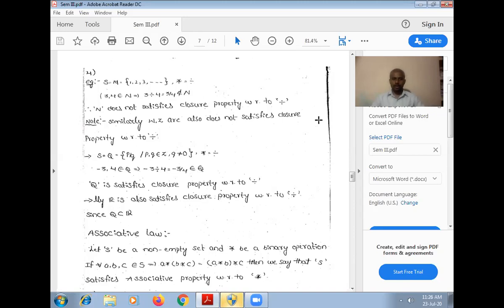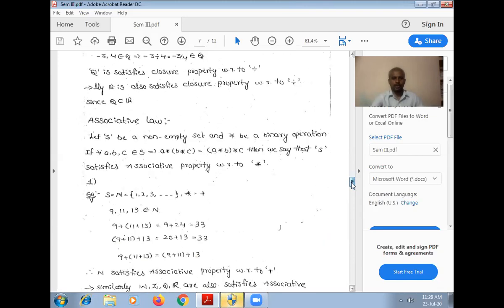So I am going to another property after the closure property. Another property is the associative law, or associative property. So what is the associative law here? See here, let S be a non-empty set and star be a binary operation. If a, b, c belongs to S, that implies a star of (b star c) equals (a star b) star c, then we say that S satisfies the associative property with respect to star.